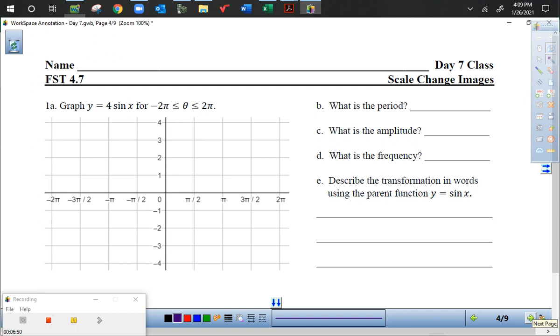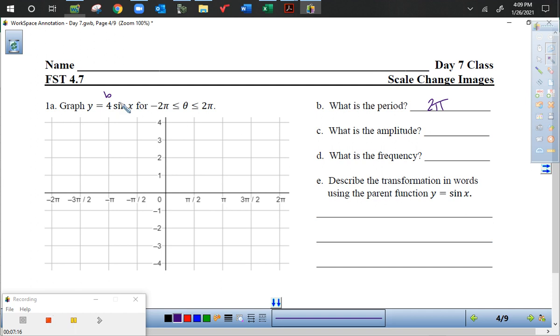So here's what we're going to look at. On our graph, we've got a 4 in front, and remember that's going to be our b value, and all it does is vertically stretch our graph by a factor of 4. So we can answer these questions just using that number there. The period is only affected when we see something inside with the x, so it's going to stay the same as it normally is. Since we're dealing with sine, that'll be 2 pi.